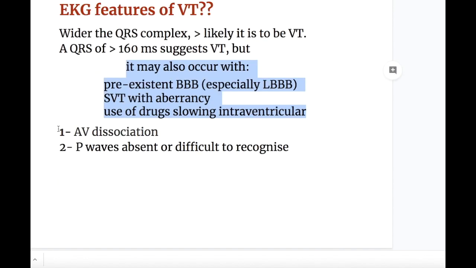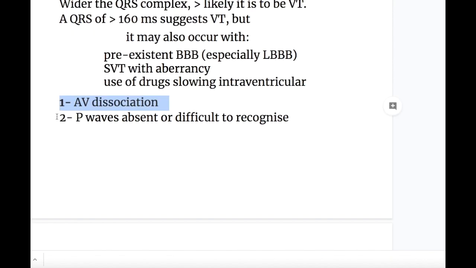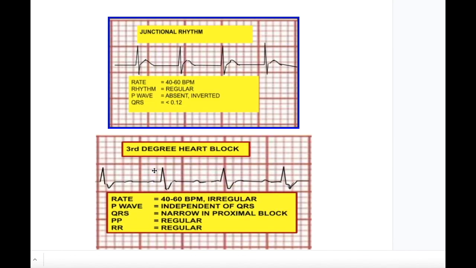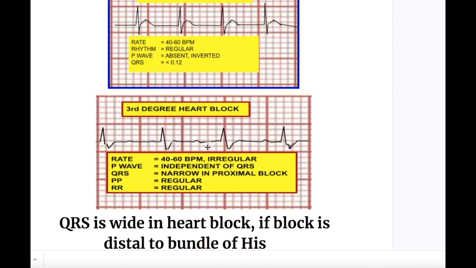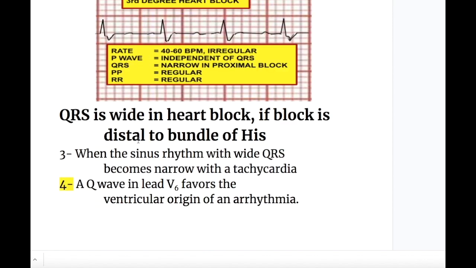So the EKG features of V.Tach are, number 1, AV dissociation. Number 2, P wave absent or difficult to recognize. But P wave may be absent in junctional rhythm, where the QRS is narrow, the rate is slow and the rhythm is regular. And also in third degree heart block, P wave is independent of QRS complexes, with wide QRS complexes if the block is distal to the bundle of His.